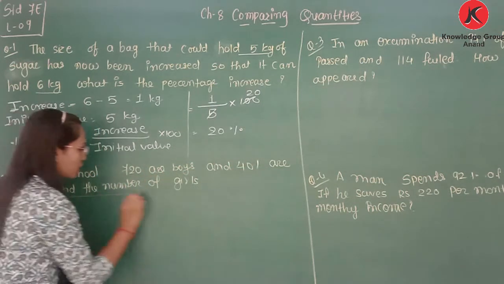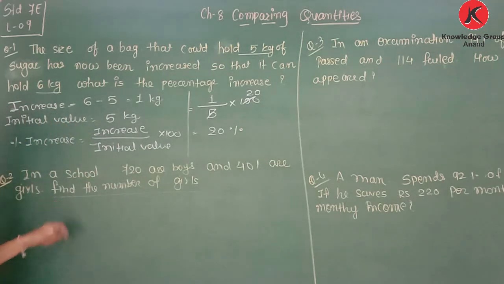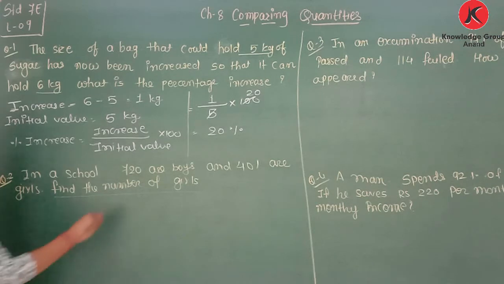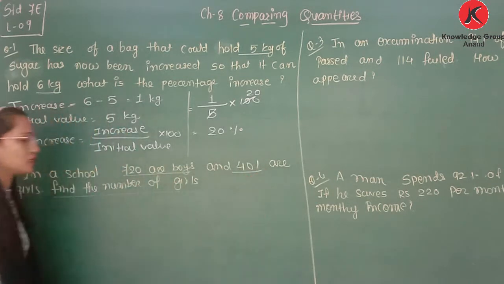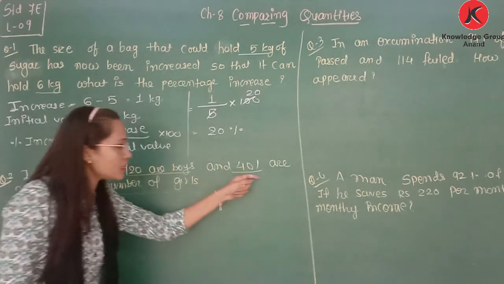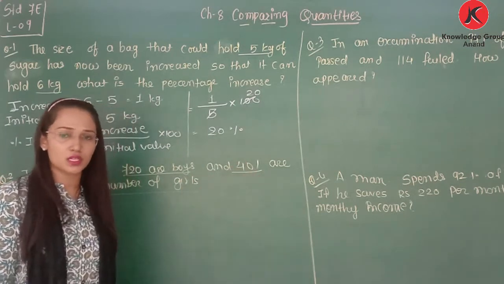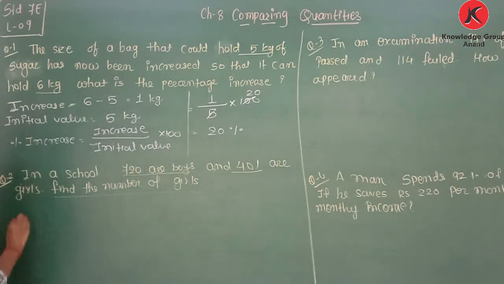Now next one. In a school, 720 are boys and 40% are girls. Find the number of girls. So this is a twist question. In a school, 720 are boys. So the number of boys is given and the percentage of girls is given. So from the percentage of girls, we can find the percentage of boys.